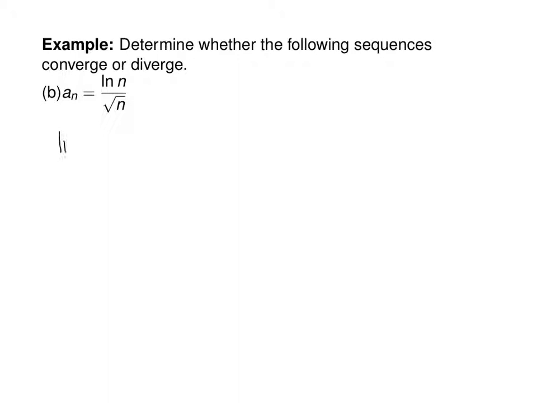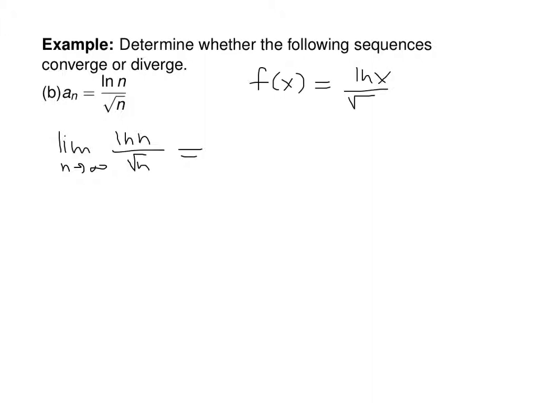Now to find the limit as n goes to infinity of ln n over root n, you can use L'Hopital's rule, but technically to do that you have to have a function. So this n implies that you only have integers, so you have to use f of x equals ln x over root x. So the limit as x goes to infinity of ln x over root x. Now as x goes to infinity, ln x goes to infinity, and so does root x, so this is an infinity over infinity form. So let's apply L'Hopital's rule.